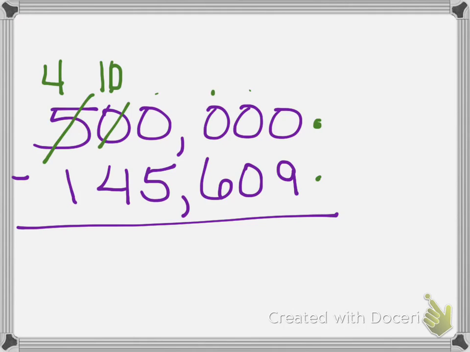I tell the kids to start over. Anything next door? No. Anything here? Anything here? Oh, hello. I'm going to take that away and give it to my neighbor. Again, starting over, nothing here, nothing in the hundreds place. The thousands has some to give, so I give it right next door.